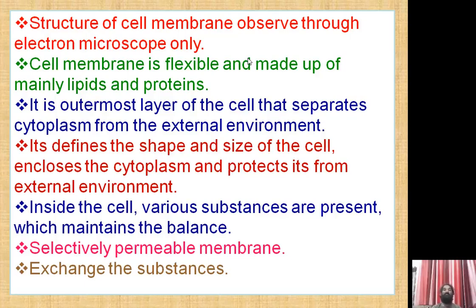I already told you that in the animal cell, it is an outermost layer of the cell that separates the cytoplasm from the external environment. So what is the function of the cell membrane? The cell membrane gives a particular shape and size to the cell, it encloses the cytoplasm, and it protects the cytoplasm from the external environment.